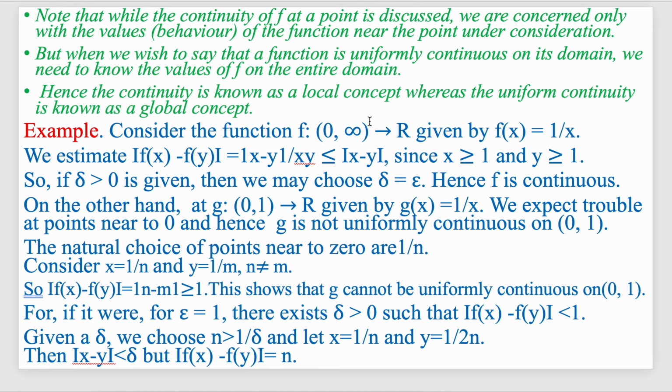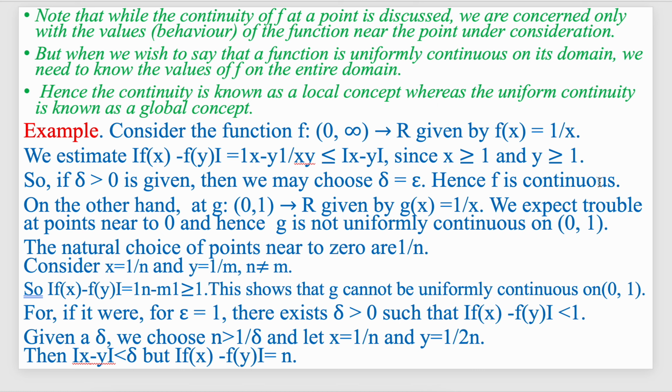Suppose, for example, we define a function from 1 to infinity to R as f(x) equal to 1 upon x. We estimate that modulus of f(x) minus f(y) is equal to 1 upon x minus 1 upon y, which comes out to be modulus of x minus y upon xy, and this is less than or equal to modulus of x minus y, because x is greater than or equal to 1 and y is greater than or equal to 1. So for given epsilon greater than 0, we may choose delta equal to epsilon.